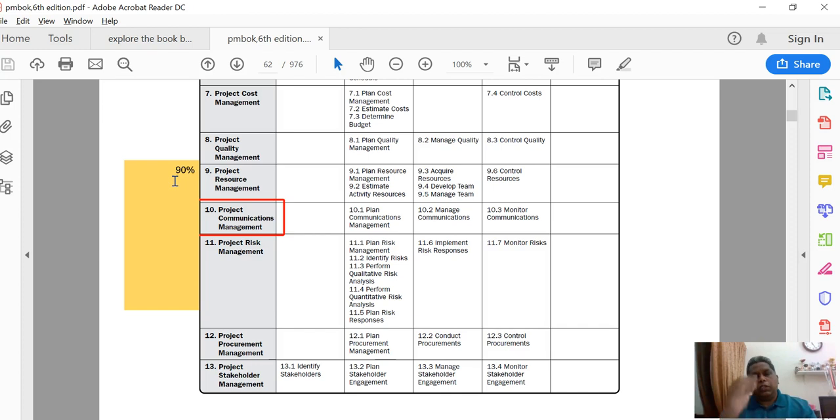Now, when we think about communications, we are thinking about who are the target audiences that we need to talk to. What are their communication needs? What's the frequency of those communication needs? How often do they need those communication needs, and what's the method of communications?